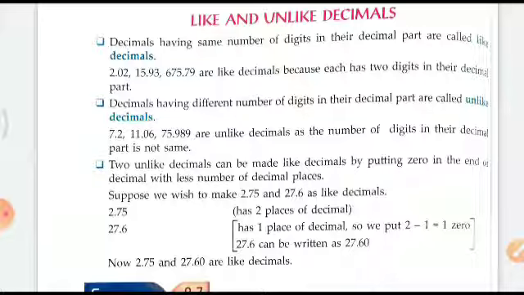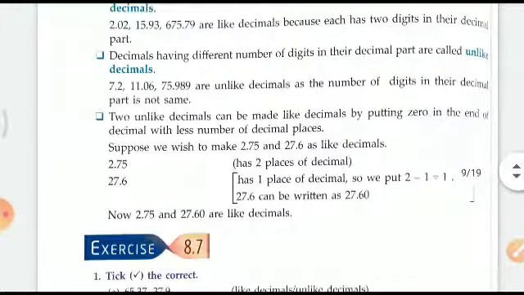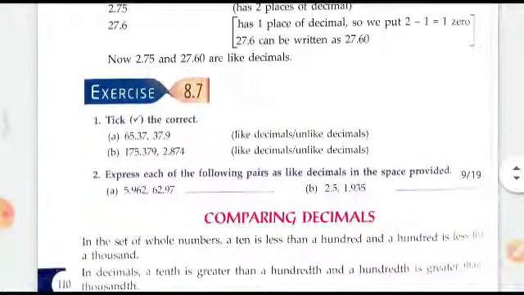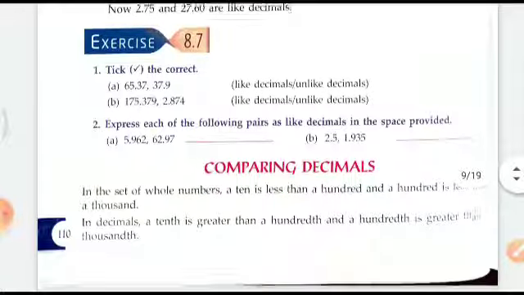Two unlike decimals can be made like decimals by putting a 0 at the end of the decimal with fewer decimal places. Like suppose these two, 2.75 and 27.6, so we will put a 0 after 6 to make it 27.60. Now it becomes a like decimal to 2.75, as both are having two numbers after the decimal.